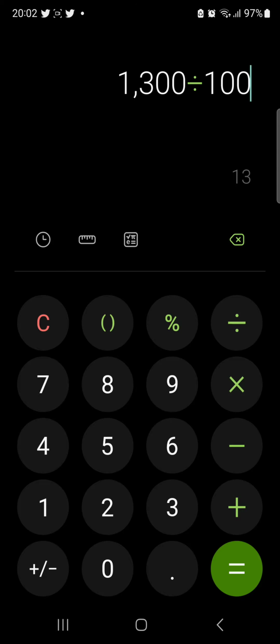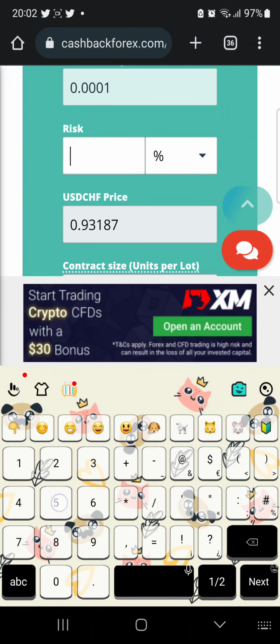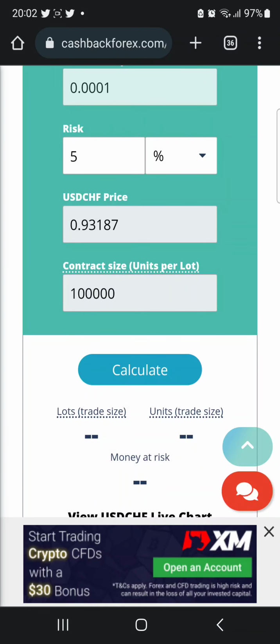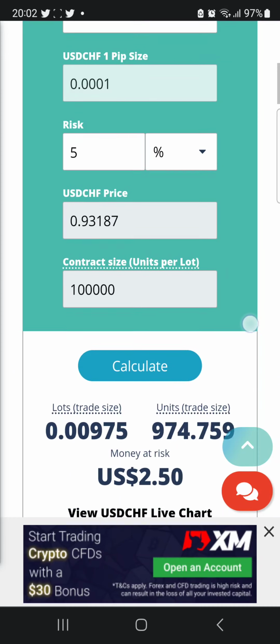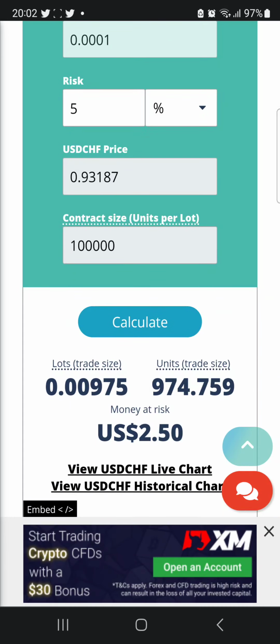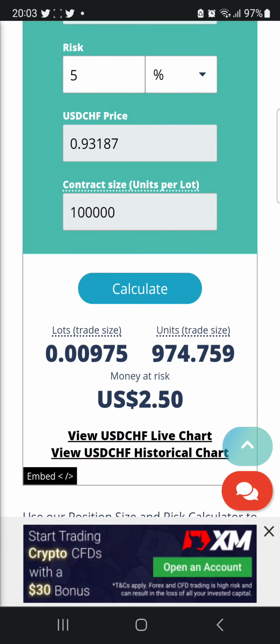And $5 is 10% of your $50, right? Now let's say you want to risk 5% of your $50. So of your money, if you calculate it, you can see the lot size it gives you. You want to risk 5% of your money, then it will give you 0.009.